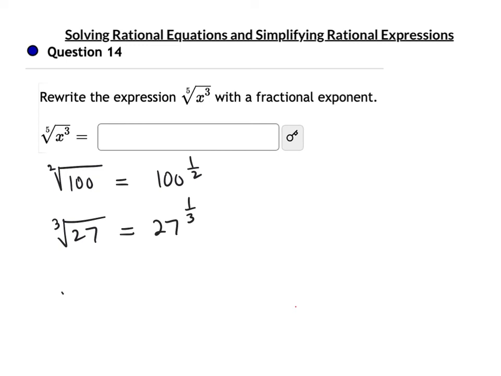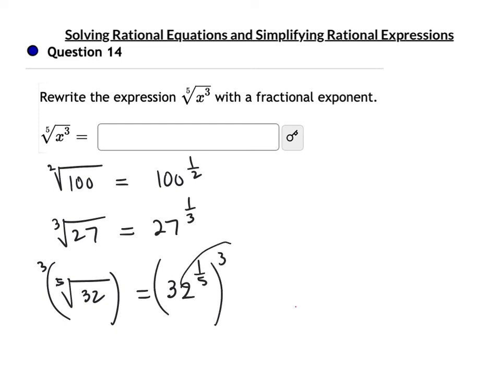So if I ask you to do the 5th root of 32, say cubed, well that's 32 to the 1/5 cubed, and this is the situation where we multiply our exponents, which is 32 to the 3/5. Just observe that the bottom part of the fractional exponent is the root. In other words, right here is the 5th root. And the top part is the power.